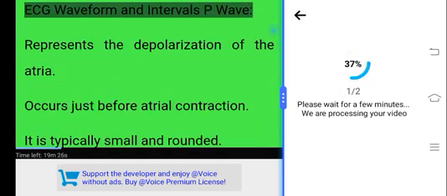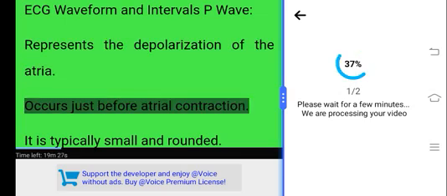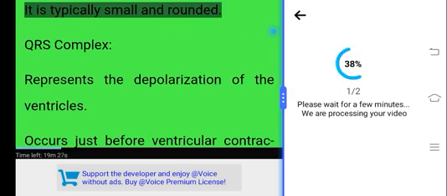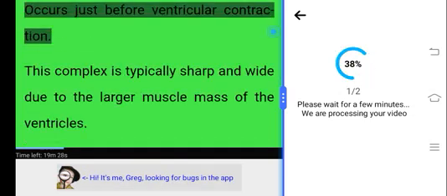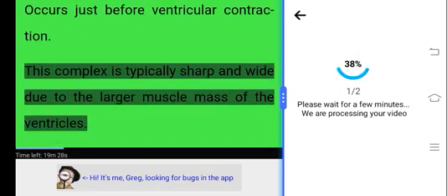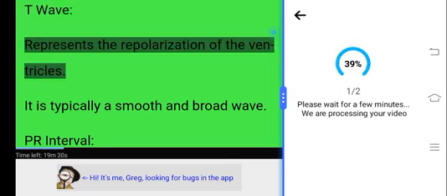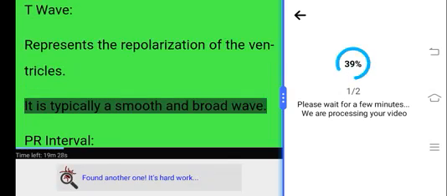ECG waveform and intervals. P wave represents the depolarization of the atria. Occurs just before atrial contraction. It is typically small and rounded. QRS complex represents the depolarization of the ventricles. Occurs just before ventricular contraction. This complex is typically sharp and wide due to the larger muscle mass of the ventricles. T wave represents the repolarization of the ventricles. It is typically a smooth and broad wave.